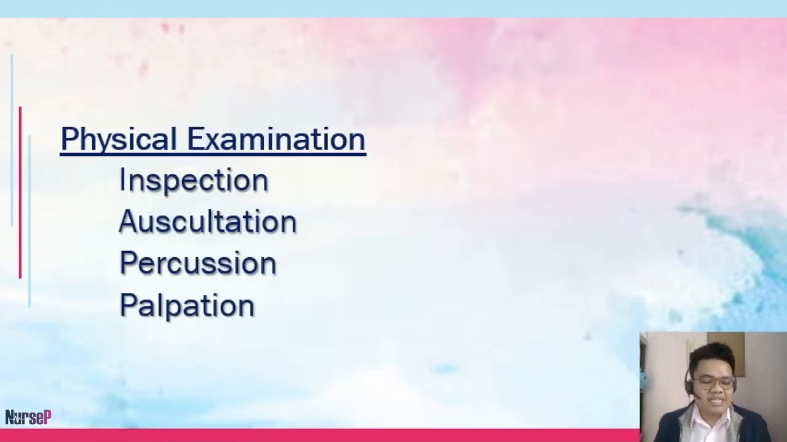Then in physical examination, notice that the order, instead of inspection, palpation, percussion, auscultation, when we are dealing with the gastrointestinal system, specifically the assessment of the abdomen, the order would be inspection, auscultation, percussion, and palpation. Now, what is the reason why this is the order of assessment? Okay, try to answer that question.